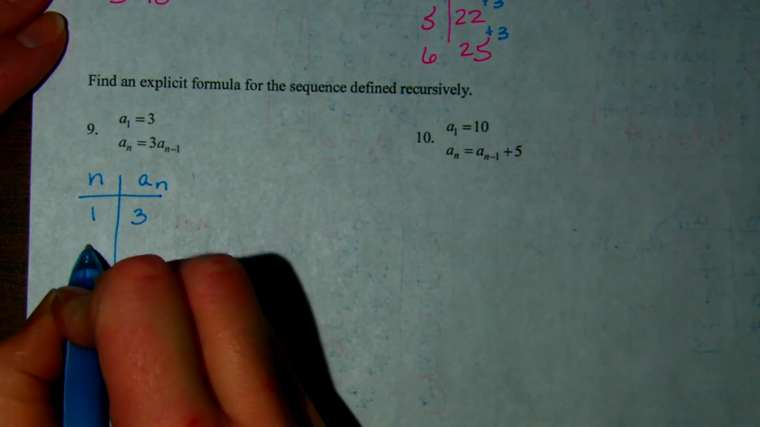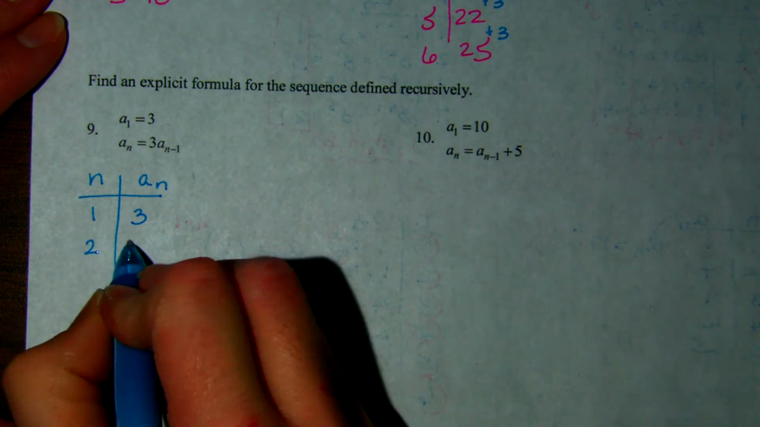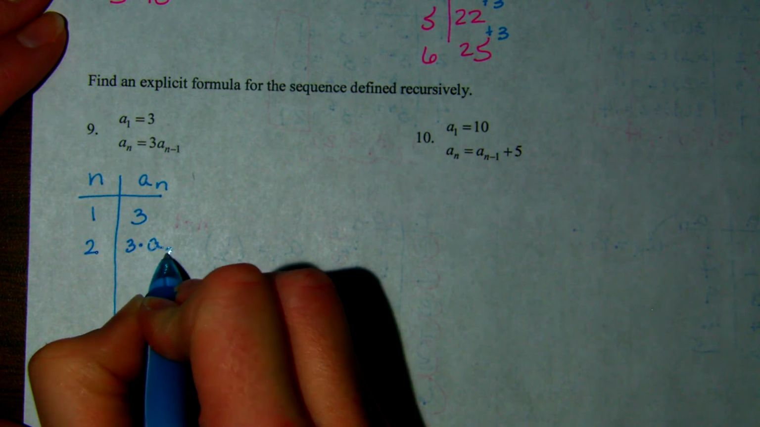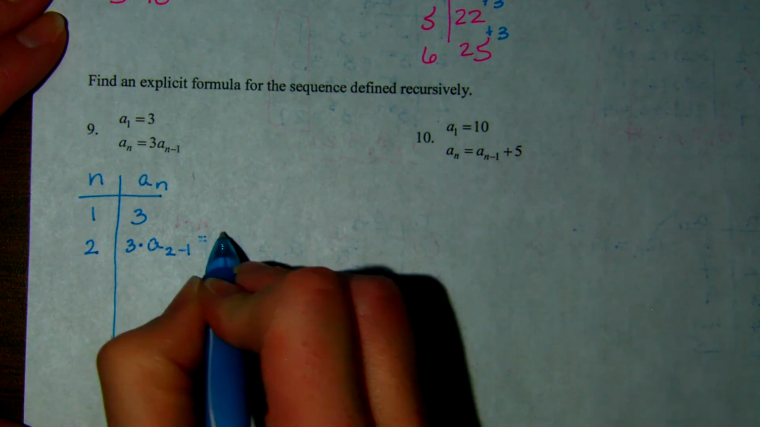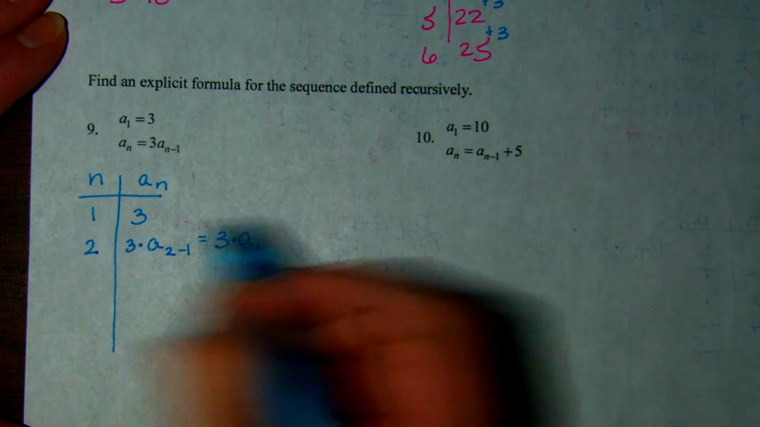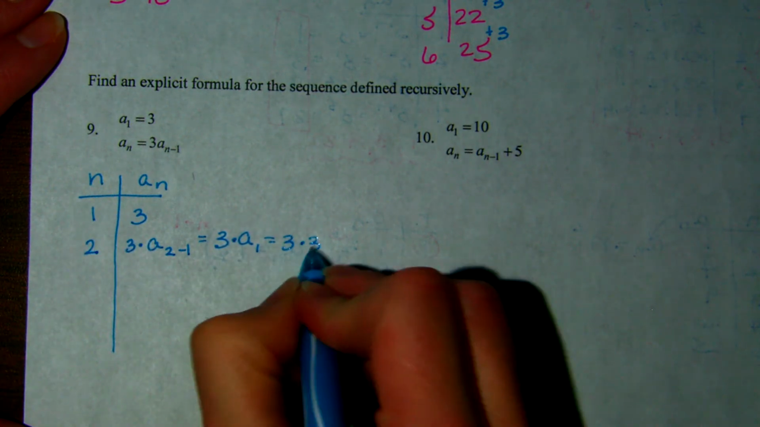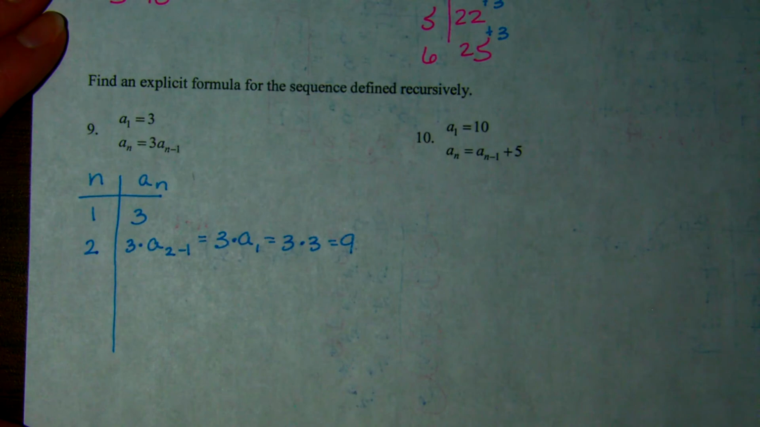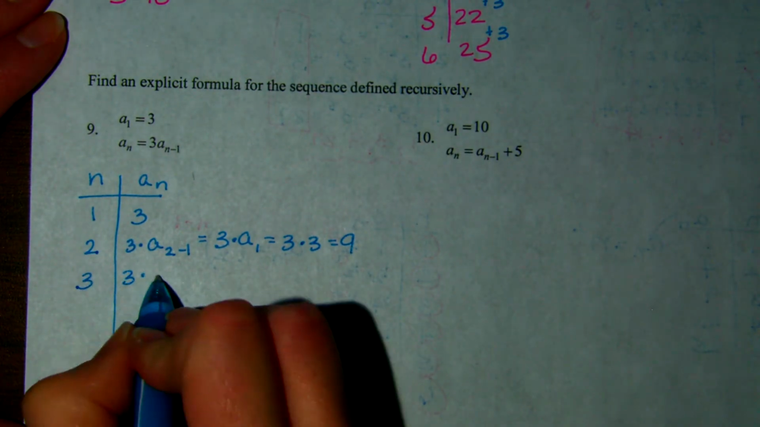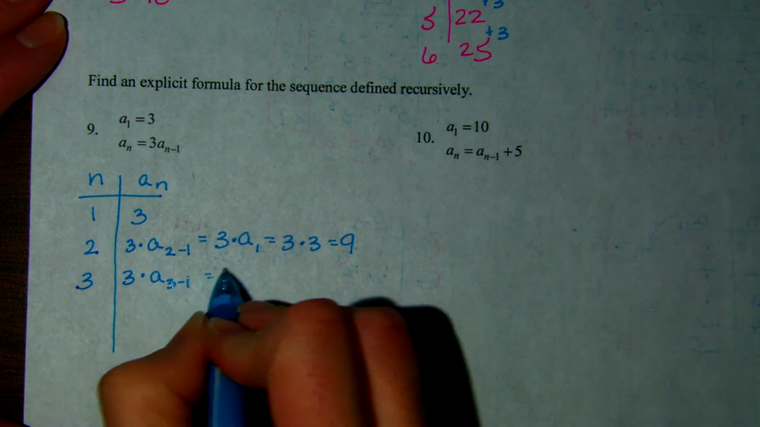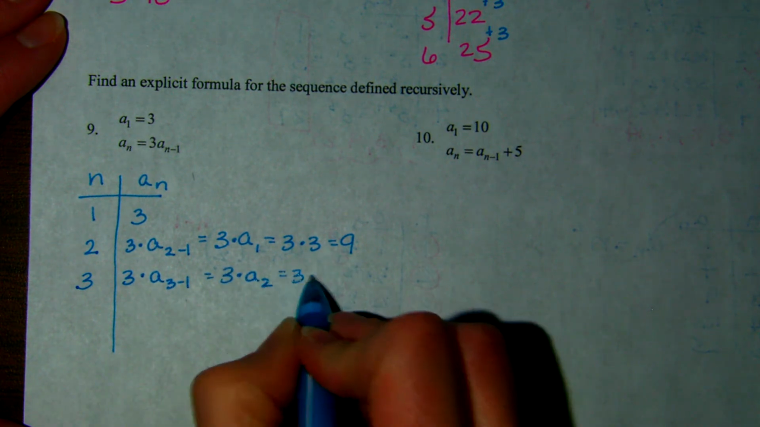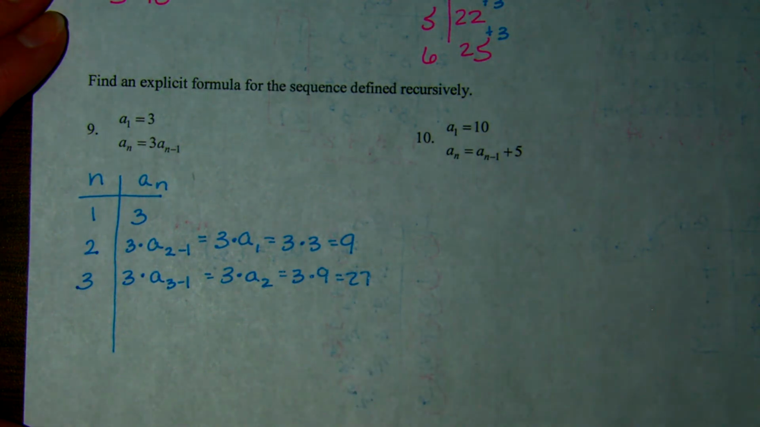So my first term is 3. My second term is 3 times A sub n minus 1, so 2 minus 1. That's 3 times A sub 1, which we know is 3. 3 times 3, which is 9. My third term is 3 times A sub 3 minus 1. That's 3 times A sub 2, which we found right there. It's 3 times 9 is 27.